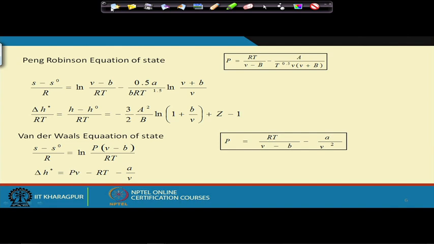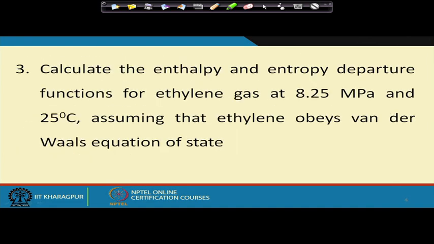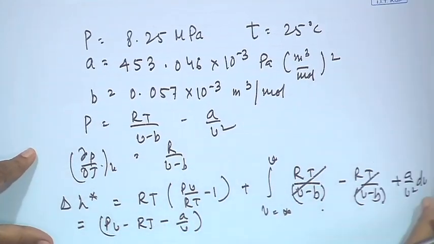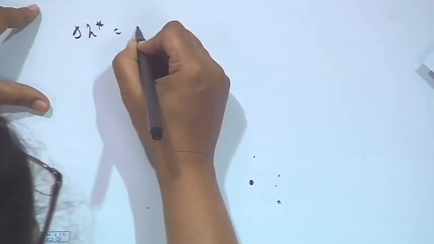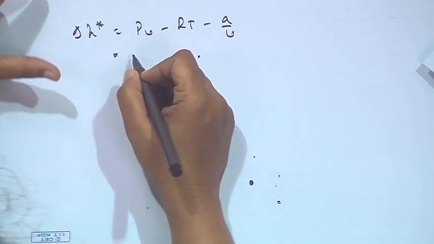The answer for this particular equation is, for this particular equation, P, T, everything is given. So, for this particular equation, your delta H star, if you make all these substitutions, I will just make the substitutions for you. First term is PV minus RT minus A by V. What is P equal to?